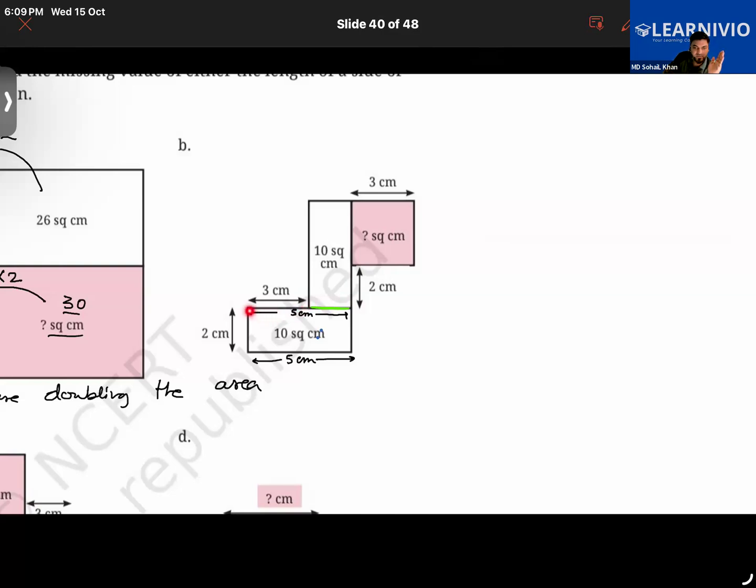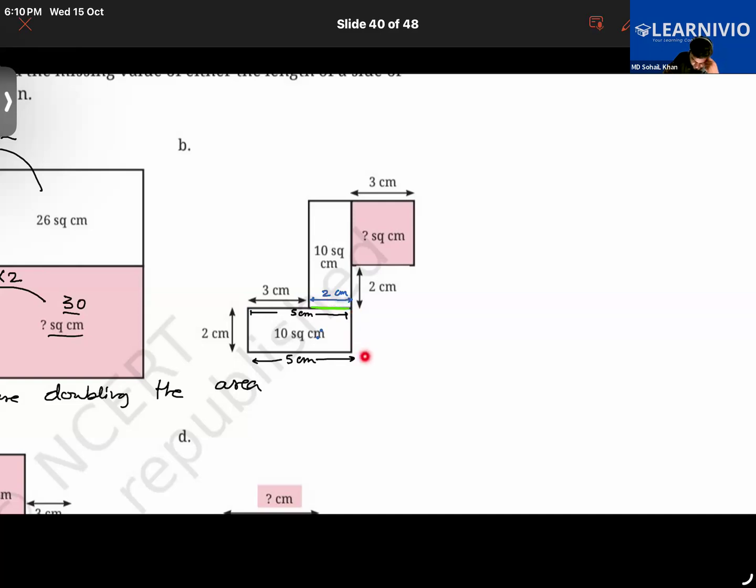Listen carefully. This entire side is of measurement 5 centimeter. This much is 3 centimeter. So this much must be 2 centimeter only, no? That's why 3 plus 2 will together make 5 centimeter. So that is 2.